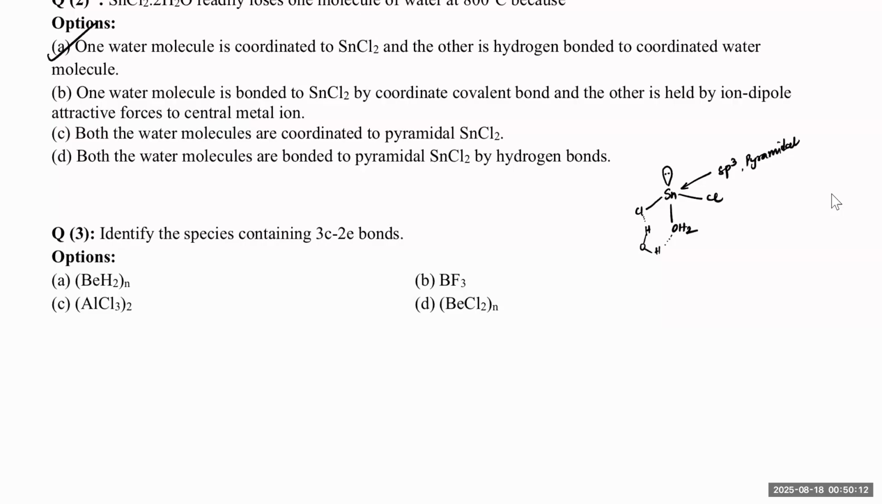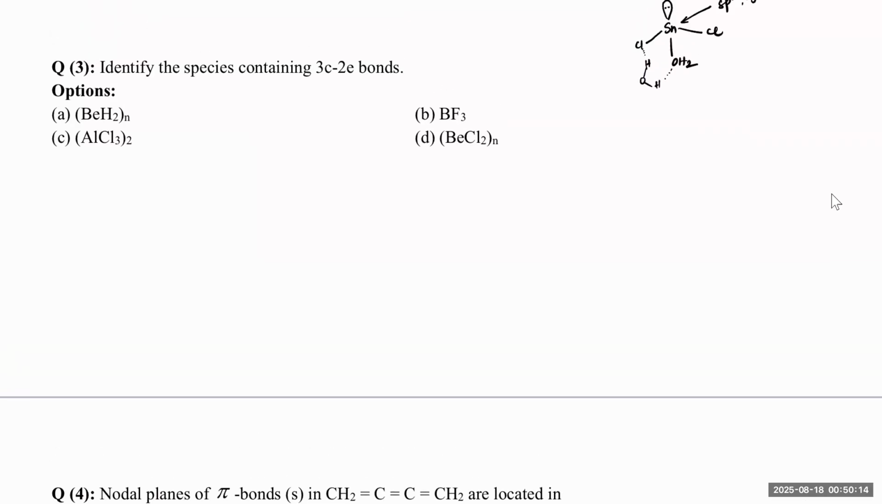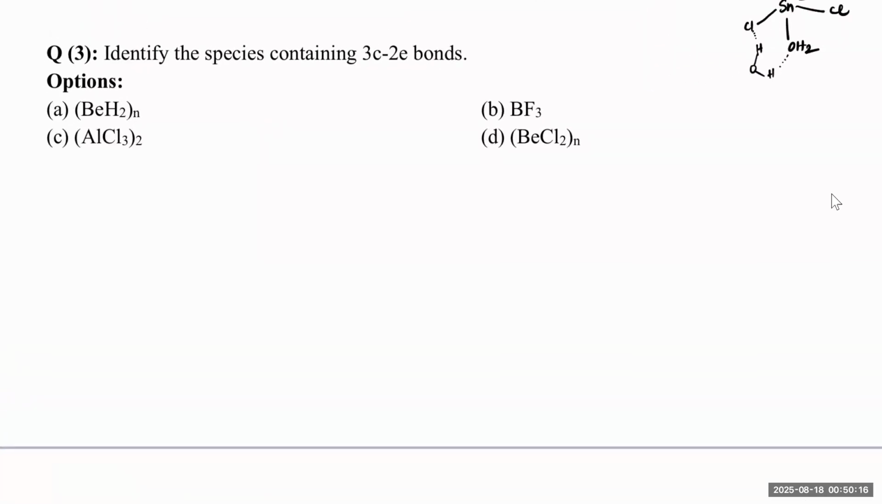Done. Clear, beta? Next. Identify three-centered two electron bonds in this case. Now that means you have to notice the bridged bonds, which are three-centered two electron bonds. Now obviously we can figure out that beryllium with these two hydrogens. Sorry, this is a bridged bond, correct?